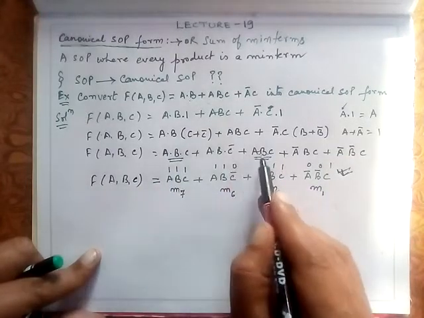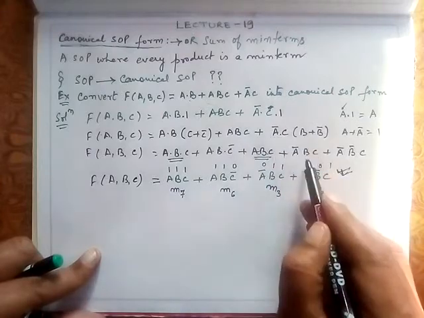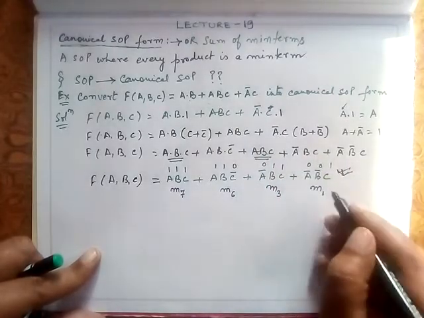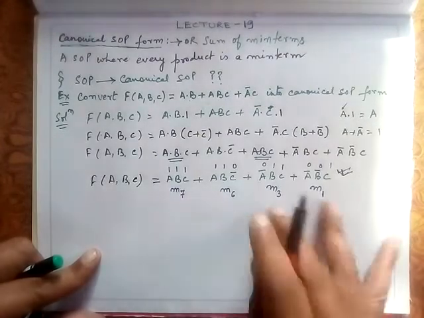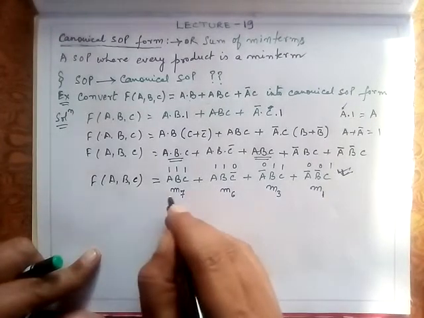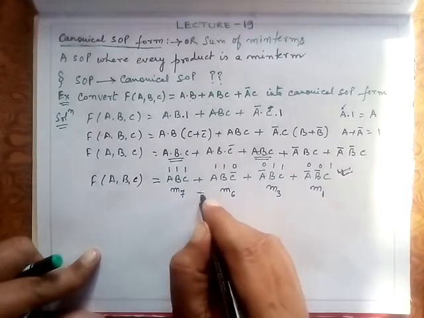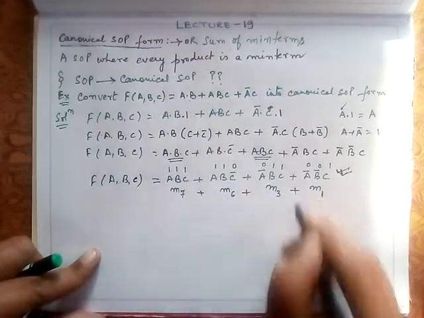ABC bar, ABC, A bar, B, C, A bar, B bar, C. I write this as 001. So this is this much here. I hope that this is clear to you. Now, what I do, I write this in the simply ascending order, or now I can say this is this plus this plus this plus this.